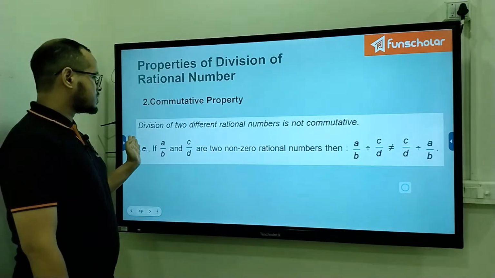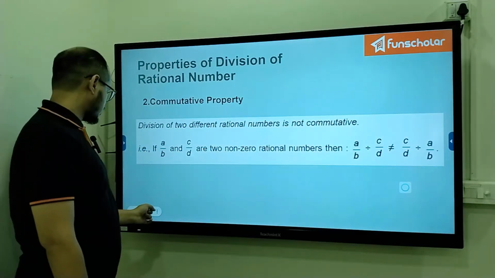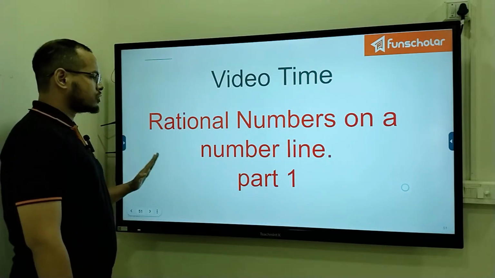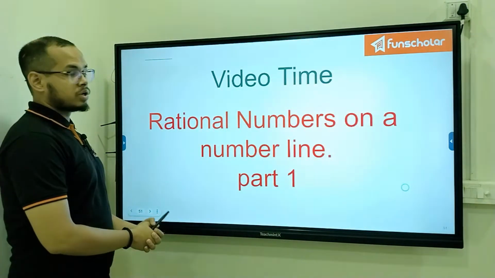Okay, but before this, division of rational numbers is not commutative. Oh, we have already done this. So the videos of those properties. Now, the last portion of the chapter, rational numbers on a number line.